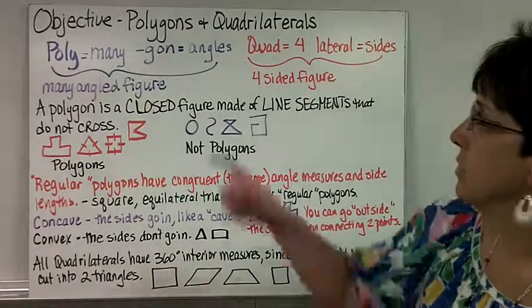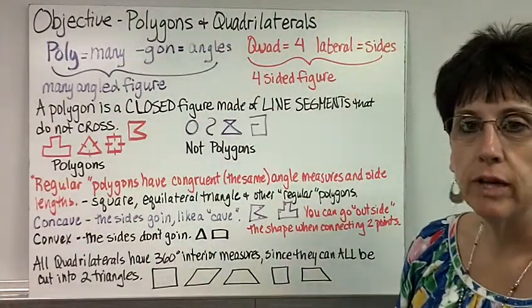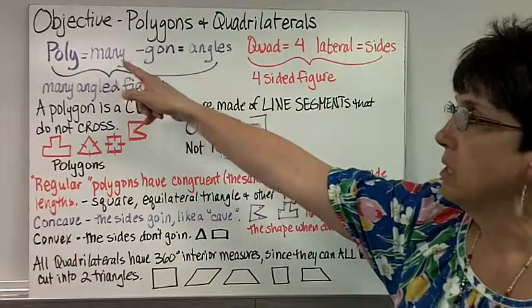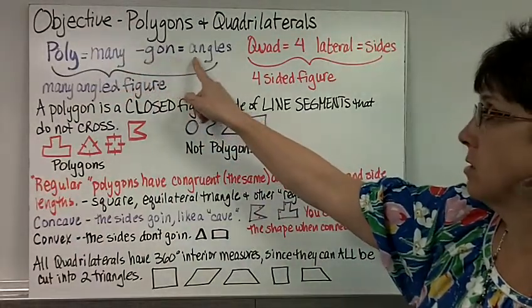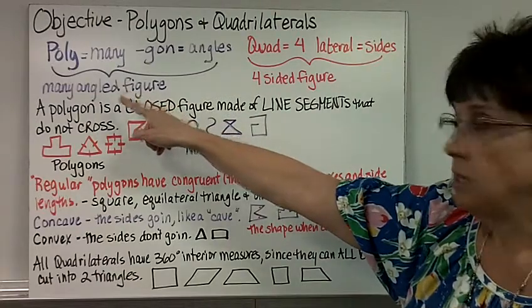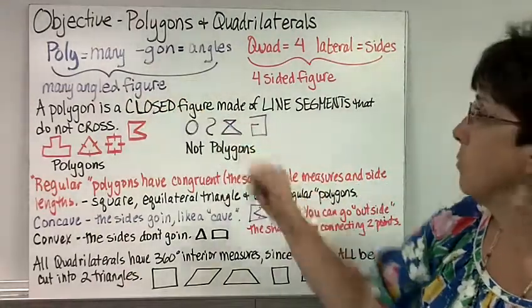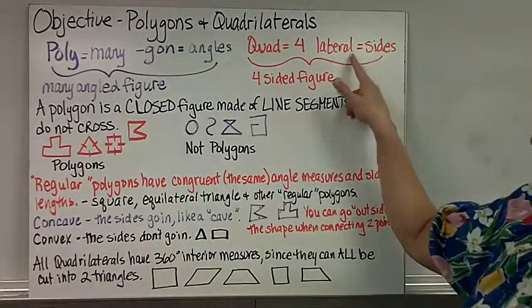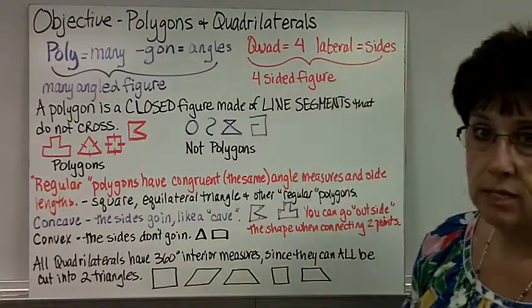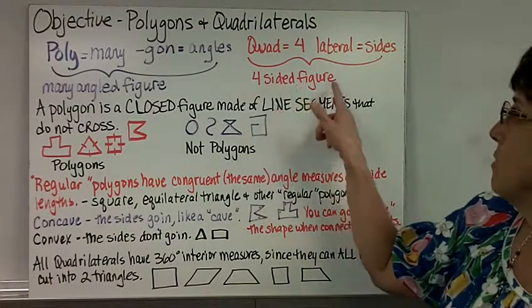Today's objective is polygons and quadrilaterals. Poly means many, and the suffix gon means angles. So a polygon is a many-angled figure. Quad, you know, means four, and lateral means side or sides. So this is a four-sided figure.